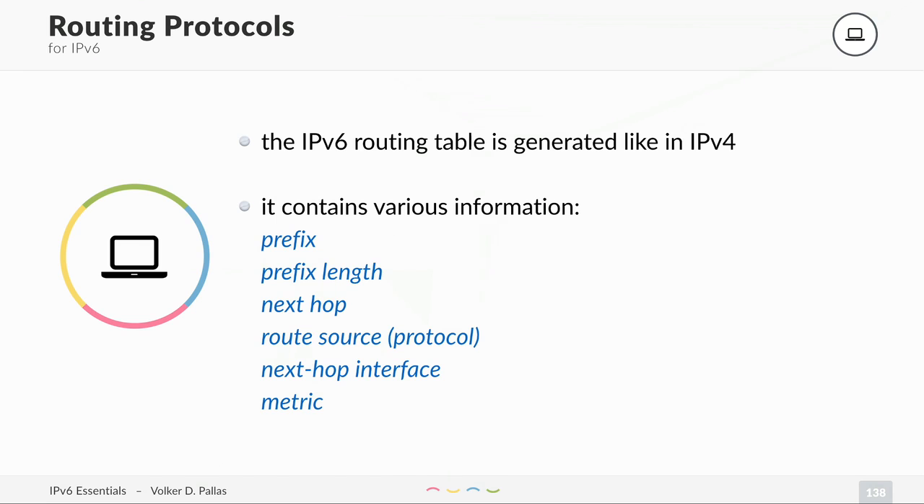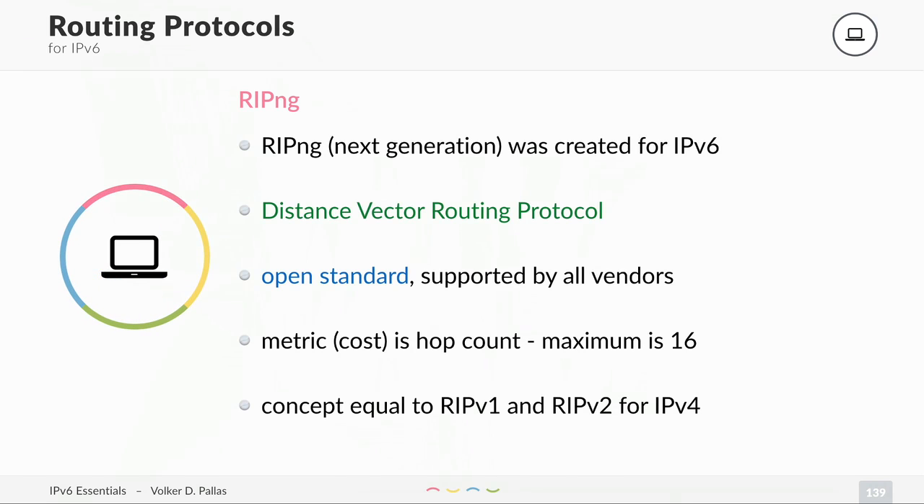Let's start with the easiest protocol first, RIPng. RIP is Routing Information Protocol, and NG is next generation. This was created for IPv6. It is a distance vector routing protocol. It is really slow in convergence and it's not a good thing, but still RIP is an open standard and is supported by all vendors. It uses a metric which is called cost, and this is the hop count. The maximum can be 16. The concept is equal to the RIP version 1 concept and the RIP version 2 concept for IPv4. There is not much difference.